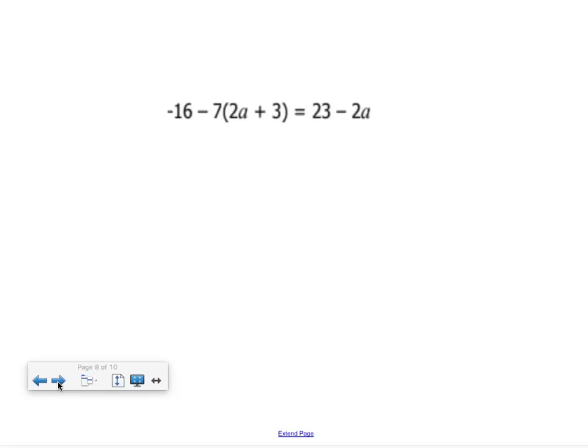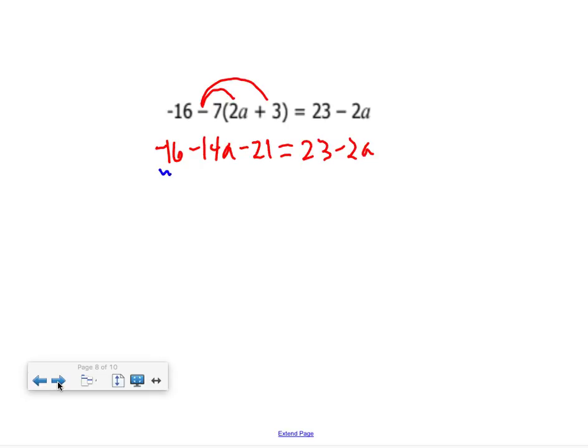Okay, again, we have to distribute first. So I'm going to drop down my negative 16. Negative 7 times 2a is negative 14a. Negative 7 times 3 is minus 21, equals 23 minus 2a.